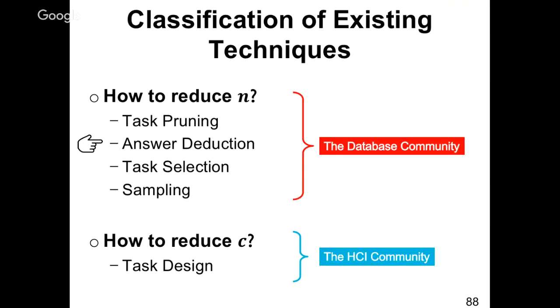So later I'm going to present 3 techniques that will work for difficult tasks. So imagine you have 1,000 tasks. You use task pruning to prune 900 tasks. There are still 100 difficult tasks. How can we further reduce the cost? This sounds like magic, right? So you have 100 difficult tasks, and you can still improve the cost in this situation. The first idea is called answer deduction.